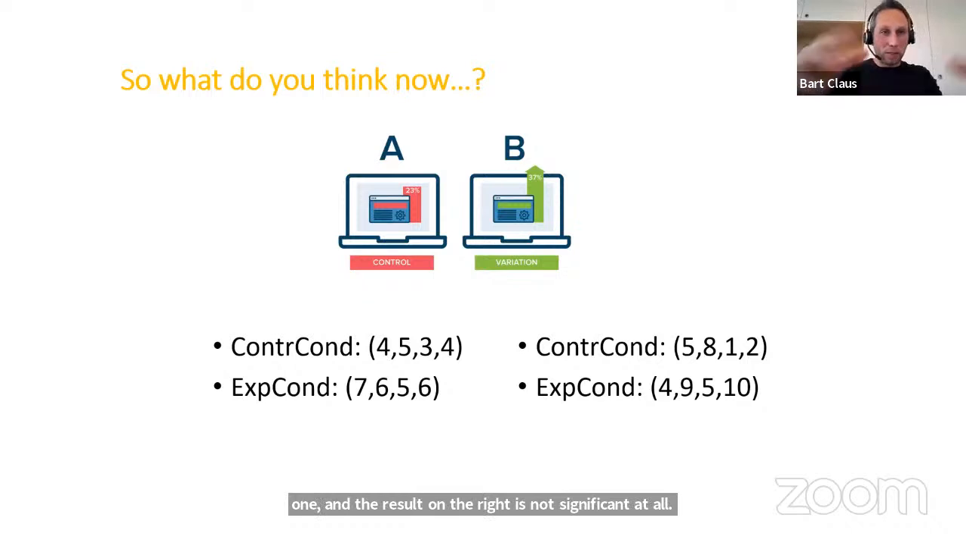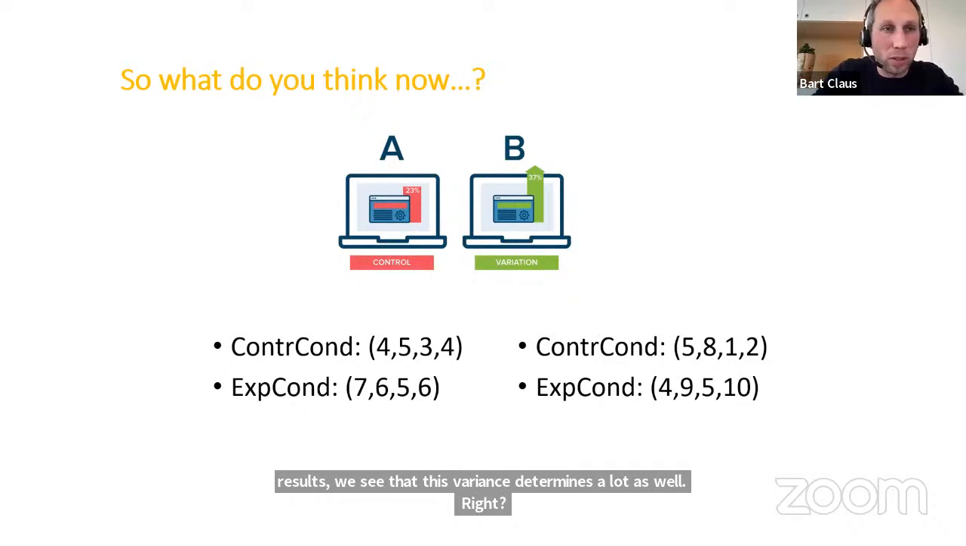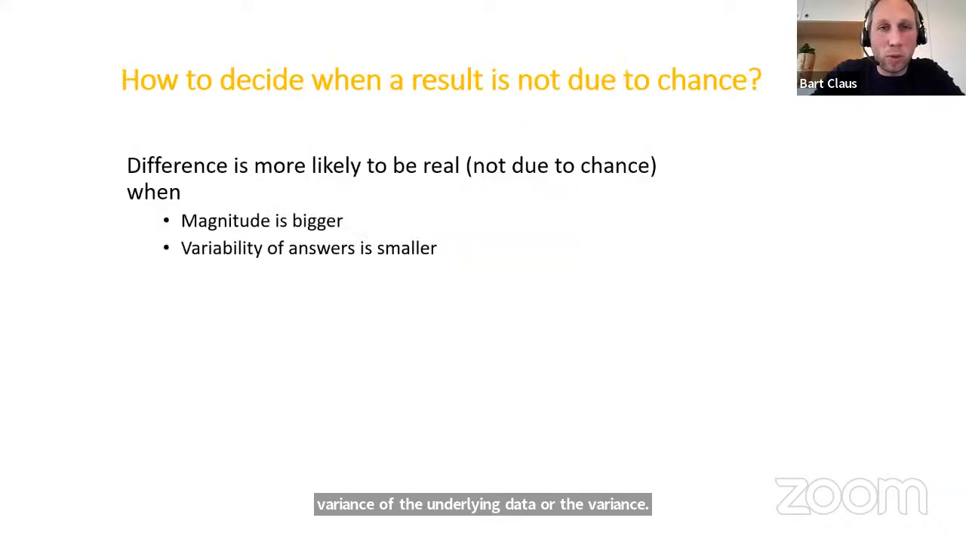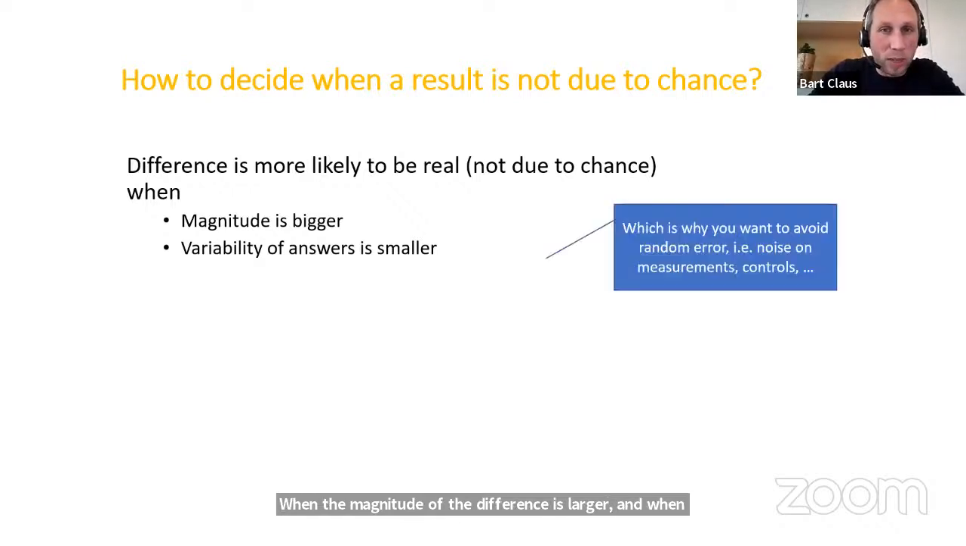So we see that even though the means are the same for the two results, this variance determines a lot as well, right? So it's not just the mean difference, it's also the variance of the underlying data, or the error in that mean, that is important, right? So your difference is more likely to be real, not due to chance, when the magnitude of the difference is larger and when the variability of answers is smaller, right?